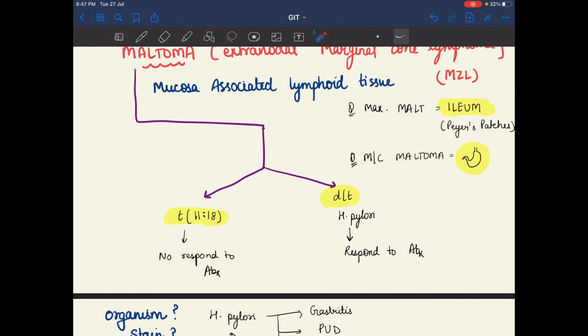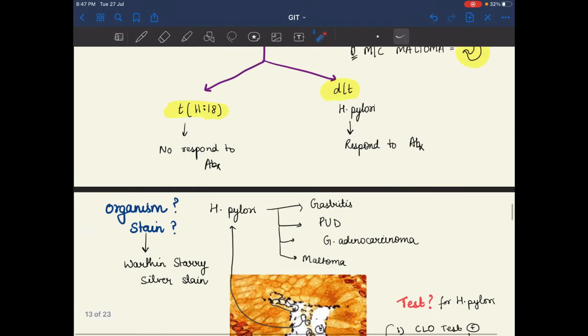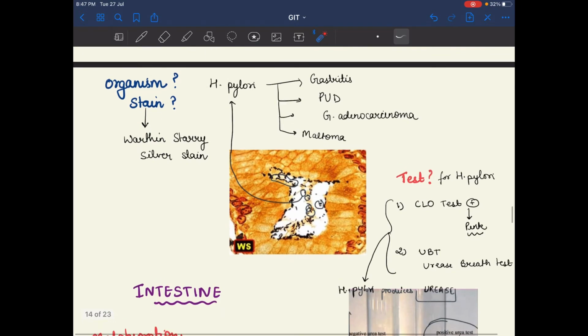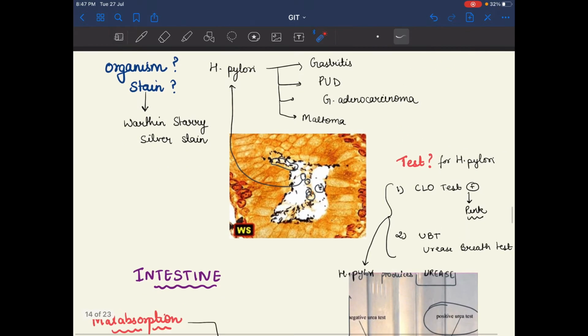Maximum MALT is seen in the ileum part, and the most common maltoma is gastric maltoma, meaning gastric lymphoma. Maltoma is most commonly spread to the lymphoma.